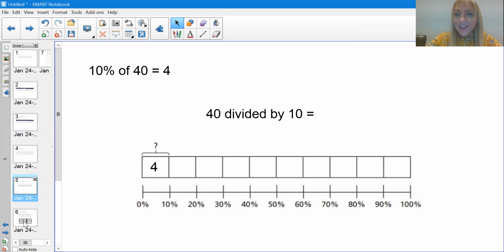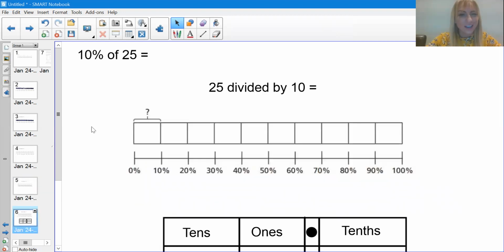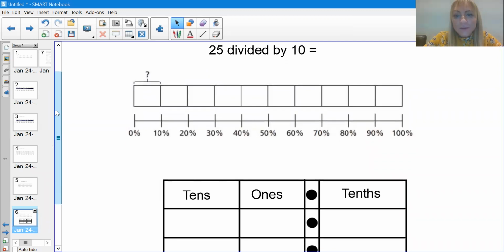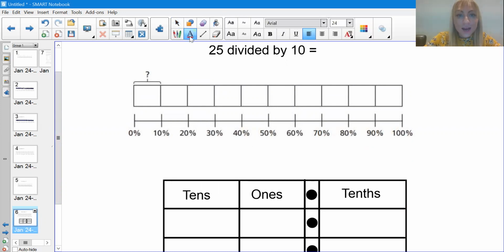Now let's have a look at the next one. This is a little bit trickier. I want to find 10% of 25. So 25 is my whole amount, and so I need to divide 25 by 10. I need to divide that whole amount, the 25, into 10 equal sections. Now, to do this one, I'm going to need to use my knowledge of place value. And you're going to have to think right back to when we did dividing by 10 in the autumn term.